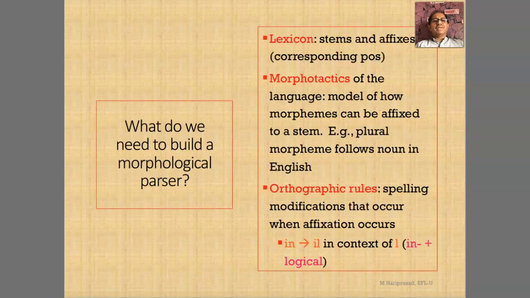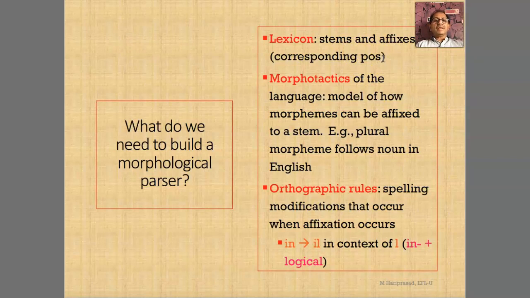What do we need to build a morphological parser? We need three components. One is the lexicon, which consists of stems and affixes. Along with stems and affixes, we also need information about each stem, that is, what part of speech that stem belongs to. If you have a word like cat as a stem, then it should have the information that it is a noun, right? So the lexicon gives us stems and affixes along with the part of speech information.